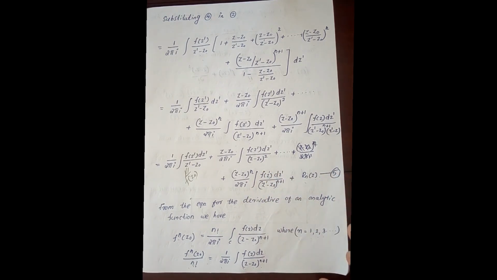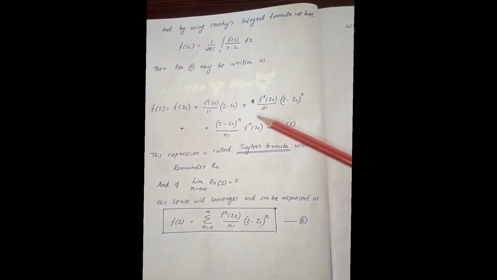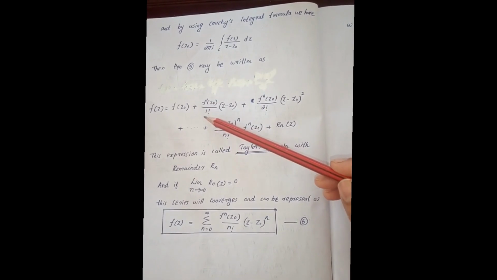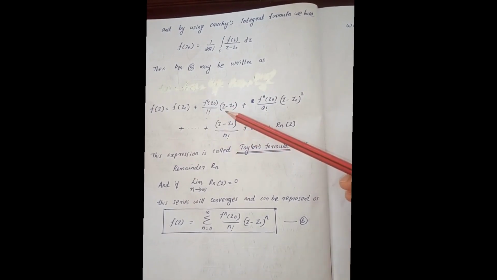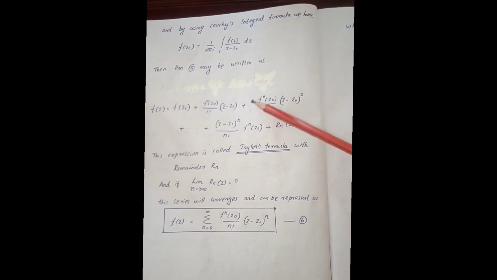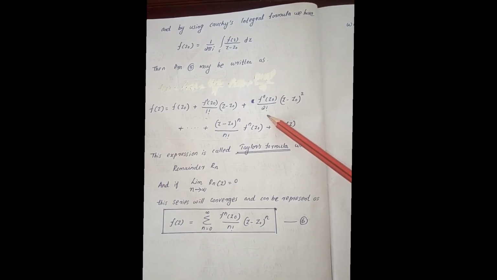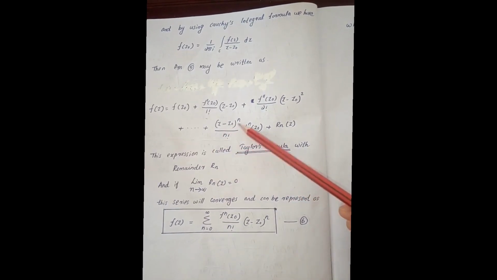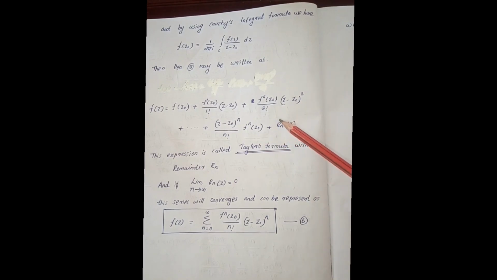So we can write equation 5 as f(z) is equal to f(z0) plus f'(z0) by 1 factorial into (z − z0), f''(z0) by 2 factorial into (z − z0) all square plus etc., plus (z − z0)^n by n factorial into f^(n)(z0) plus Rn(z). This expression is called Taylor's formula with the remainder Rn.